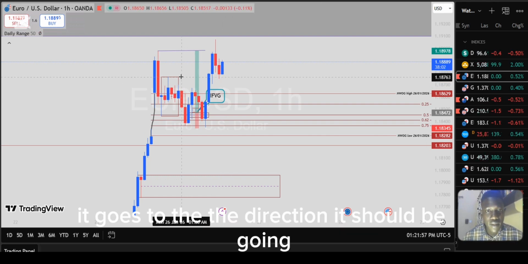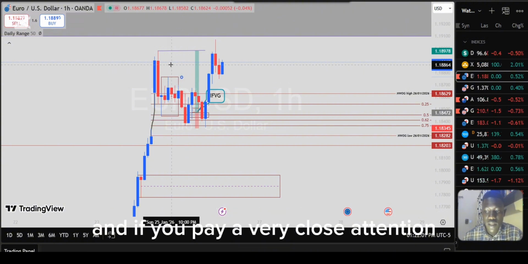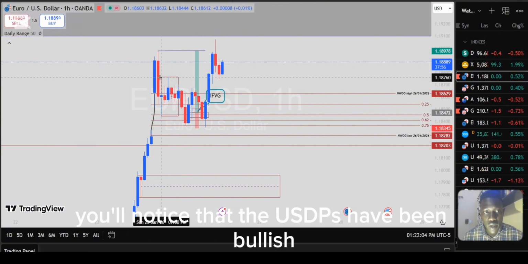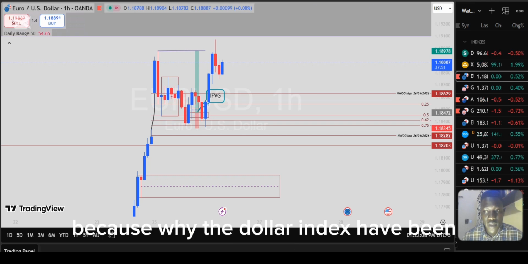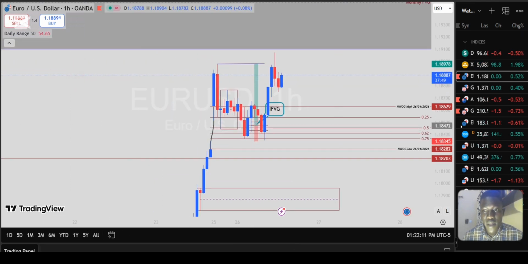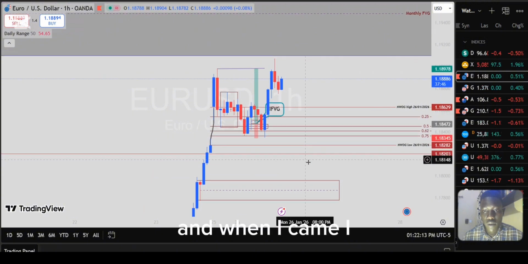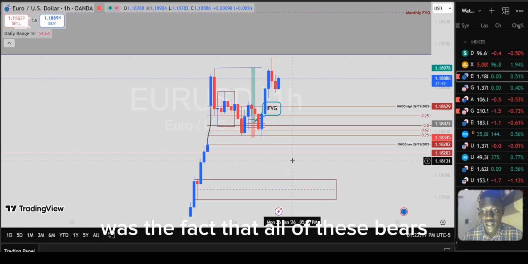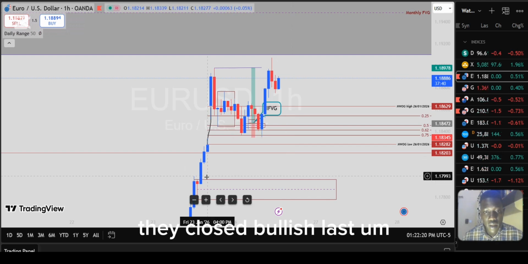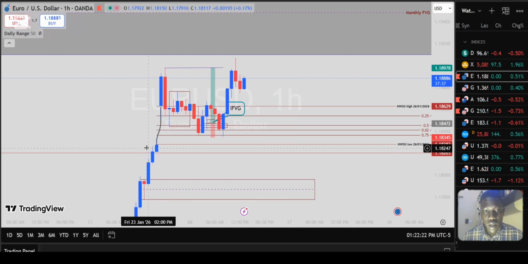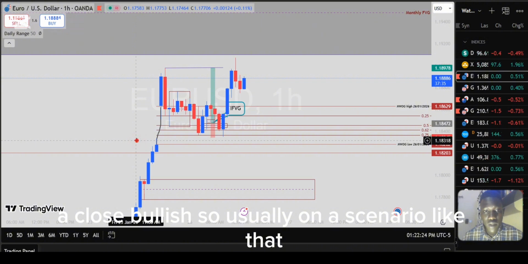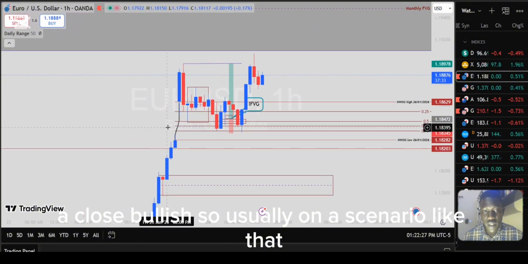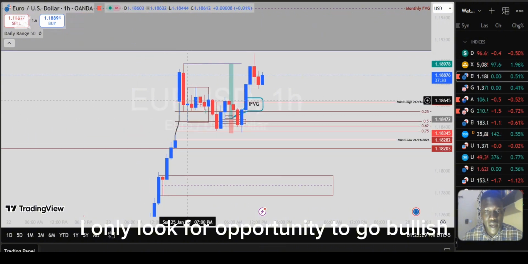before it goes in the direction it will be going. And if you pay very close attention, you will notice that the USD pairs have been bullish, because the dollar index has been bearish. And when I came, one of the confirmations was the fact that all of these pairs closed bullish last Friday. So in a scenario like that, I only look for opportunities to go bullish. And when I came, I had this graded.